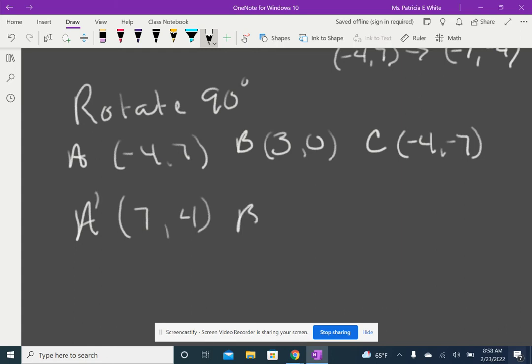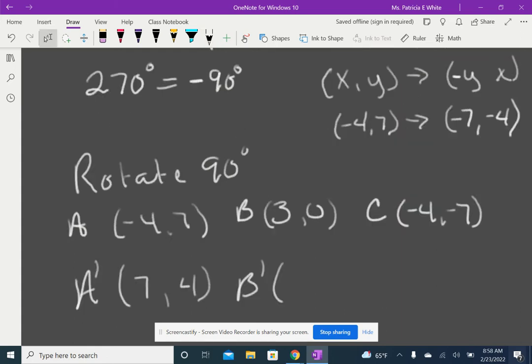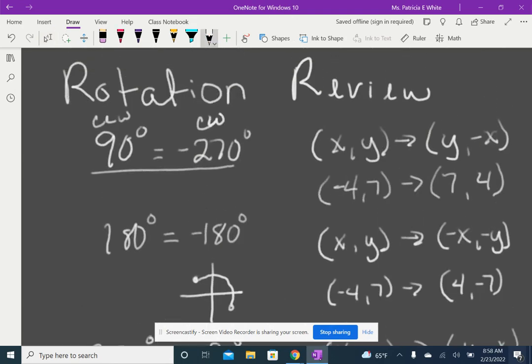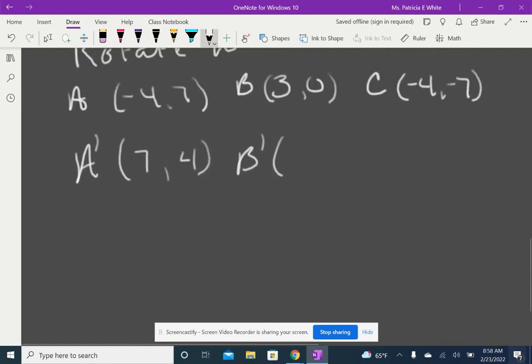A prime. B prime, Y goes first, opposite of X goes second. So Y is 0, that goes first. X is a positive 3, so the opposite of a positive 3 is a negative 3. C prime, Y goes first. Don't change it. Opposite of X goes second. Okay? All right, number 4.